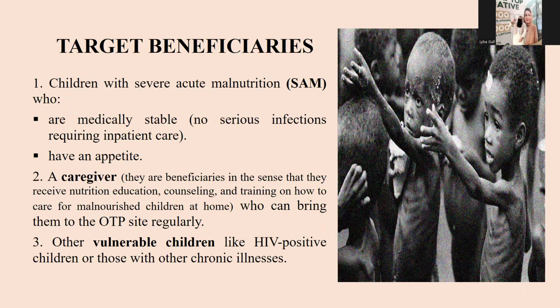Now, who are the target beneficiaries? So, what I have explained earlier is that the children with the severe acute malnutrition, but those who are medically stable and do not have any serious complications. Other than this, they may have an appetite. Also, our second indirect target beneficiary is basically the caregiver who is responsible for taking care of the children that are vulnerable or that are at stake. Other than this, there are vulnerable children like those having HIV positive or those with the chronic illnesses who can effectively receive treatment through this program.